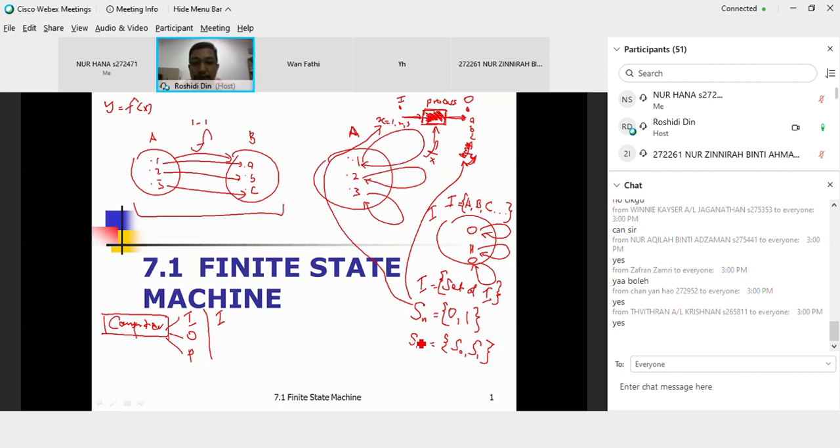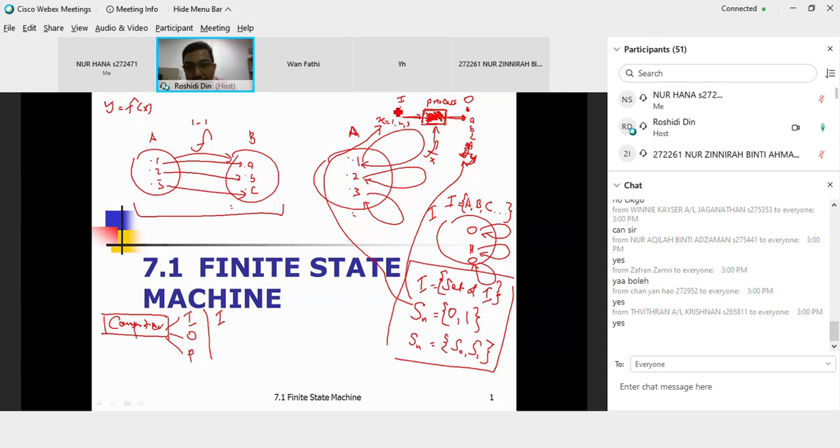S actually stands for state. In Malay we call it keadaan. Okay, state 0 or state 1, so it is represented by Sn. This concept we generalize from this idea and this idea. So now we have I and S or Sn.